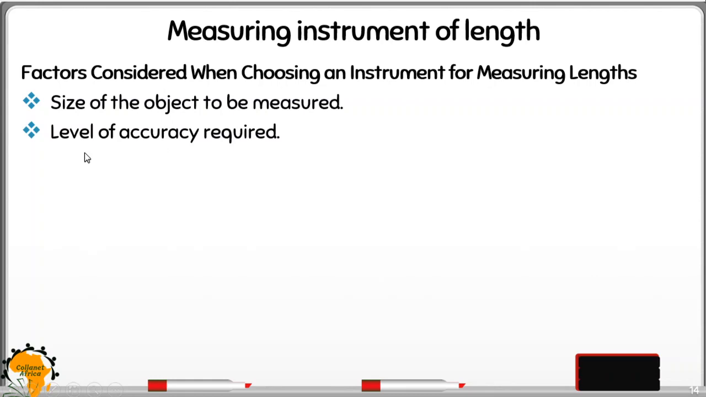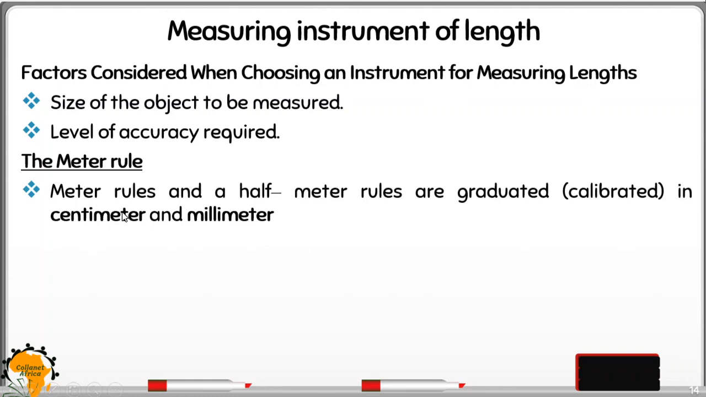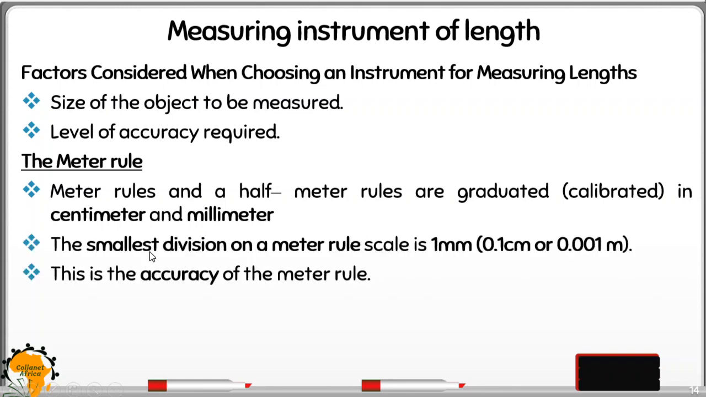Then we have the level of accuracy required. We start with the meter rule. Now, we have either a 1 meter rule or a half meter rule, and these are always graduated in centimeter or millimeter scale. Actually, the 15 centimeter rule that you have in your geometrical set has both centimeter and millimeter scales. The smallest division that can be measured using a meter rule is equivalent to 1 millimeter, and 1 millimeter is the same as 0.1 centimeter or 0.001 meters.